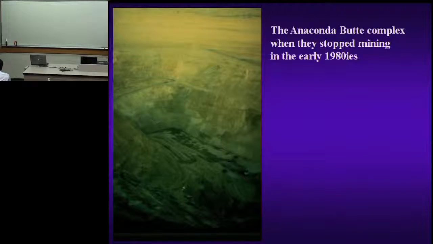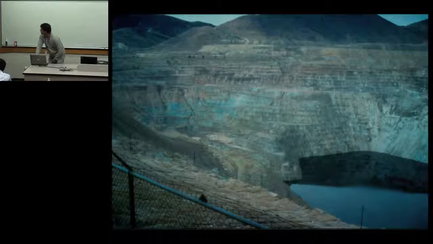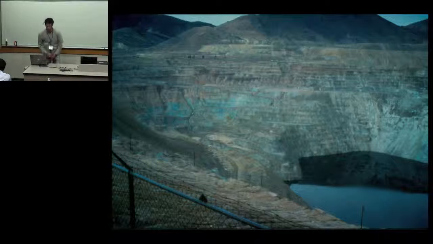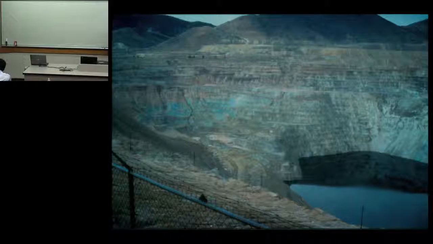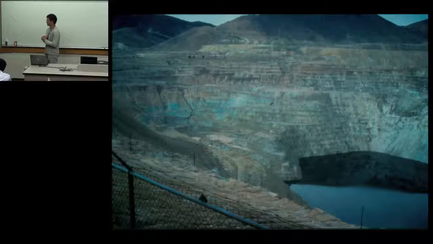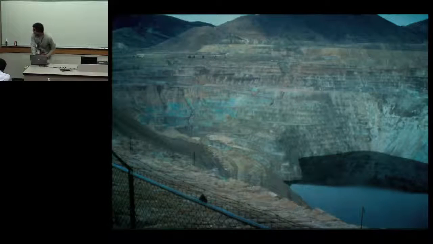So this is one of the problems that we want to solve with computational models. It's a mine in the Anaconda Butte complex. Just to give you an idea of the dimensions here, this is about a mile. This is about 500 meters. They stopped mining and stopped pumping in the early 80s. Let's look at how it looked in the mid-90s. It's a great pond to swim in, but it may be your last one because it's so rich in heavy metals, arsenic, and it has a pH of about 1.5.